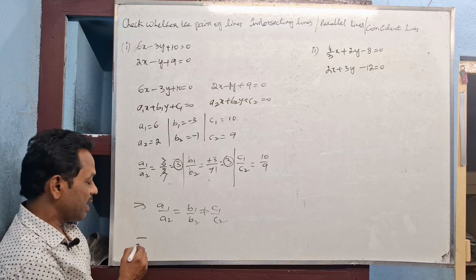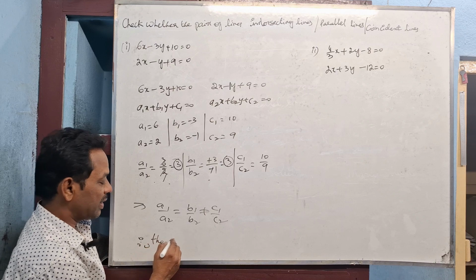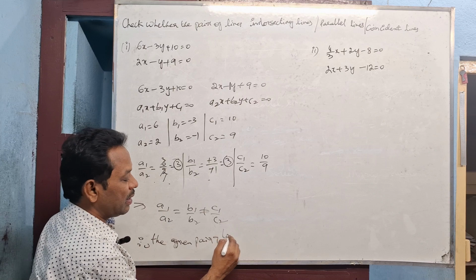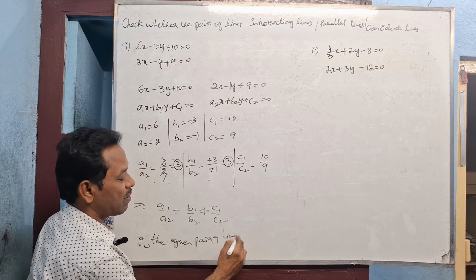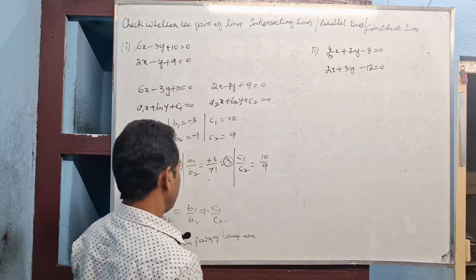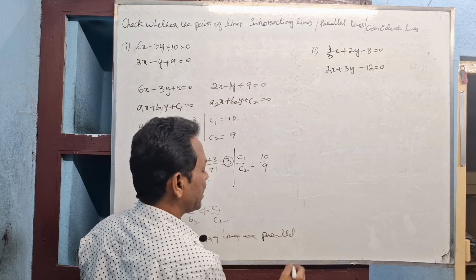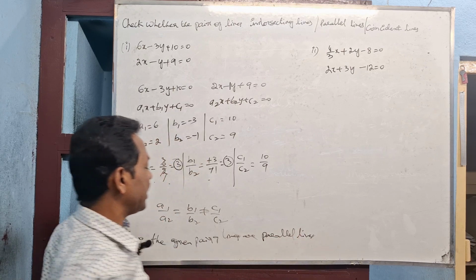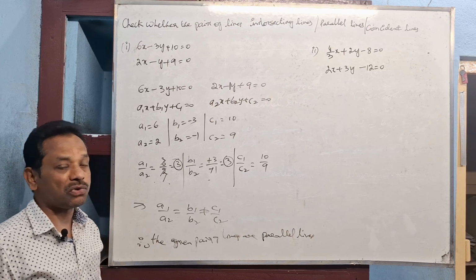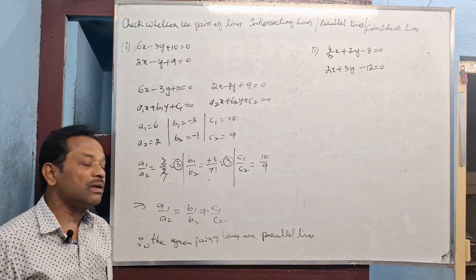Therefore, I can say the given pair of lines are not intersecting lines, they are parallel lines. Second condition satisfied here. So a1 by a2 equals b1 by b2, but not equal to c1 by c2. This is the second condition. As the second condition is satisfied, I can say the given lines are parallel lines.